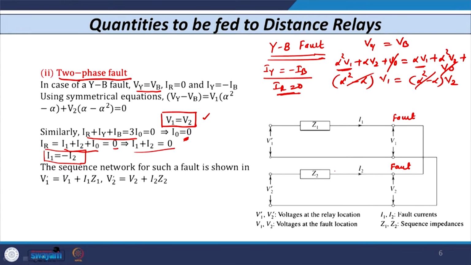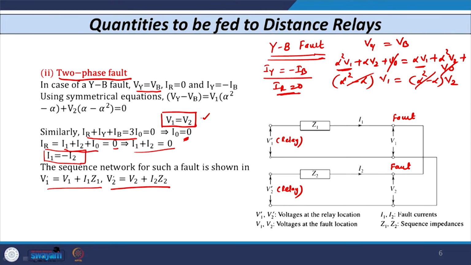So, what is V1 dash? This is the voltage at the relaying point. So, V1 dash is equal to V1 plus I1 Z1, the voltage drop across this. Similarly, V2 dash is equal to the voltage at the relaying point. So, that is equal to V2 plus I2 Z2.